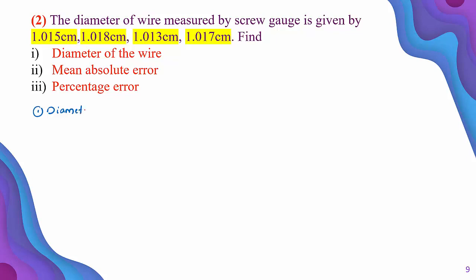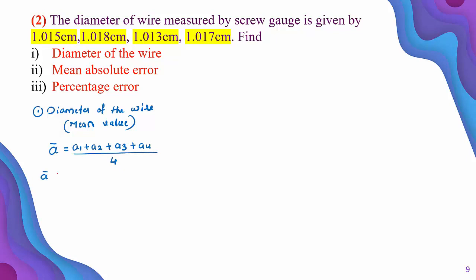Diameter of the wire. First one is what? Diameter of the wire. That means we have to find the mean value. How to find the mean value? Sum of all the readings divided by 4, because there are totally 4 trials. So I am going to write the diameter of the wire. Mean value, we can write it as A bar is equal to, what is the formula? A1 plus A2 plus A3 plus A4 divided by 4.